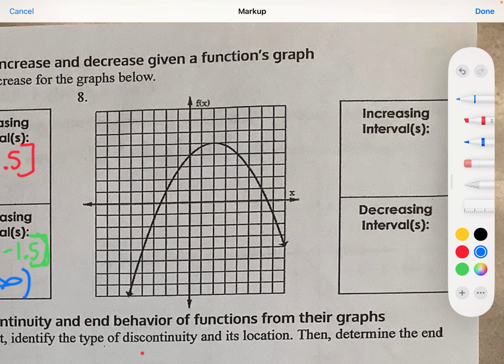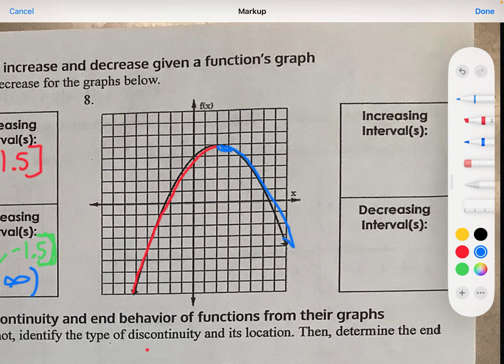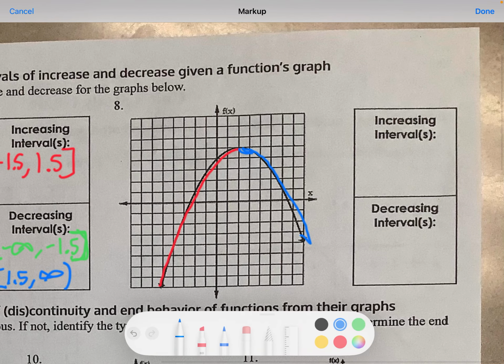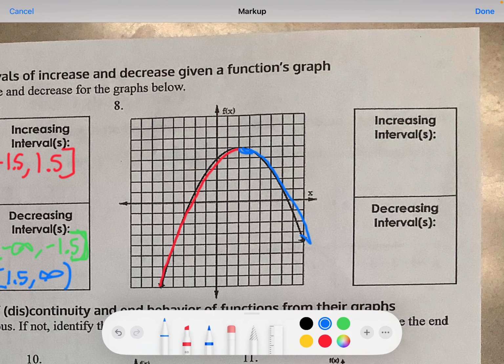This one is very similar. I'm going to color code that with red at the beginning, and then it hits a peak and then starts to go down. So in blue, I have my decreasing intervals. My decreasing interval goes from, because this is going downwards to the right, x equals, that looks like it's 2. So it starts at x equals 2 and goes off to infinity.